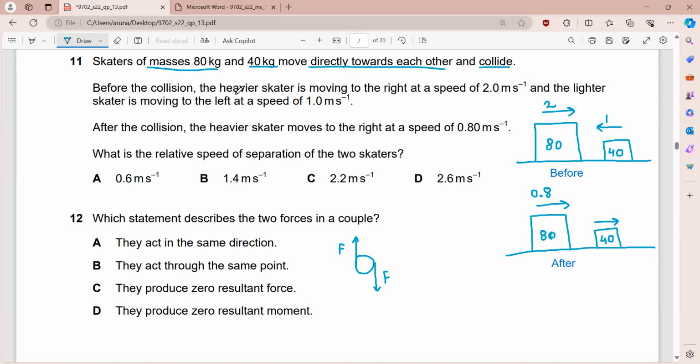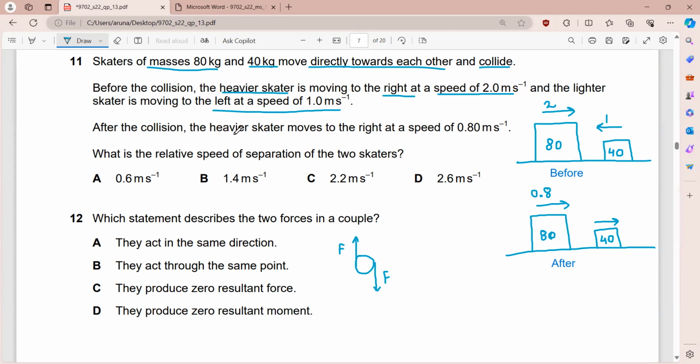Before the collision, the heavier skater, which is basically the 80 kilogram skater, is moving to the right at a speed of 2 meters per second. So they've given us direction and magnitude, so we can consider it as velocity. So we have mass and velocity. And the lighter skater is moving to the left at a speed of 1 meter per second.